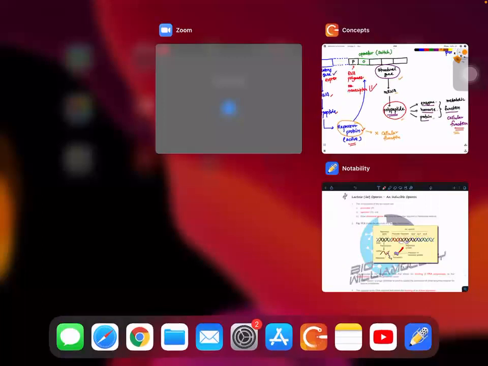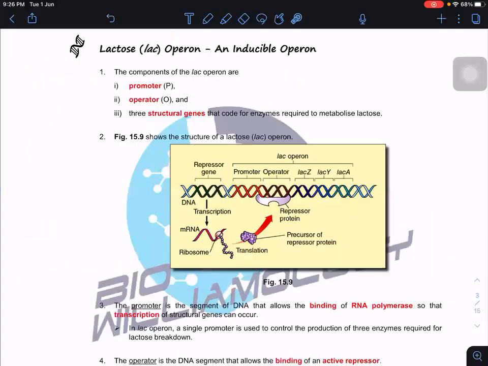So come back to our notes here, then you will understand better. For the components of the Lac Operon, you need to know we have the promoter, followed by the operator, and the structural genes. If you look at this diagram, the first part, the red color, is the promoter, the brown color is the operator, and then we have 3 genes clustered together called Lac Z, Lac Y, and Lac A. It means that these 3 genes will be expressed together. The entire thing here is known as the Lac Operon.